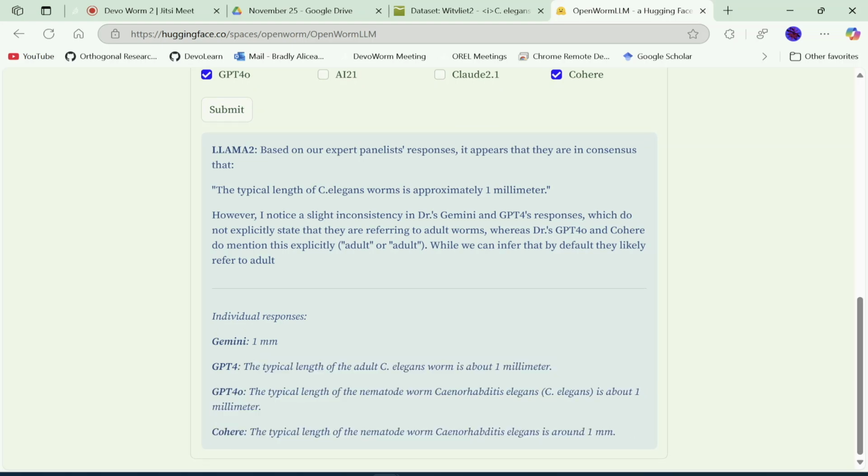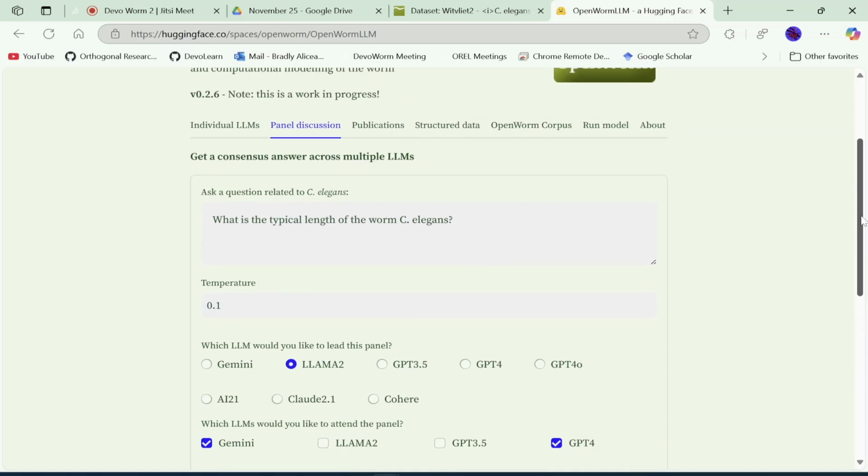So yeah, Gemini says 1 millimeter. The typical length of the adult C. elegans worm is about 1 millimeter. GPT-4o says the typical length of the nematode worm C. elegans is about 1 millimeter. And so it's just giving answers that are more or less specific to, say, an adult, or some variations in the name. So it's just interesting. I think if I asked it a more complex question, it might be able to give me a more interesting answer.